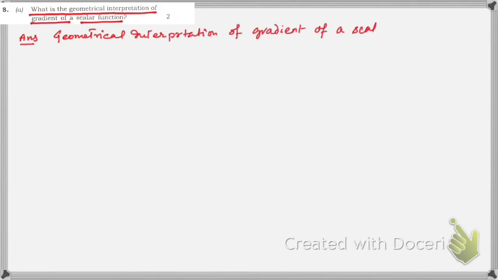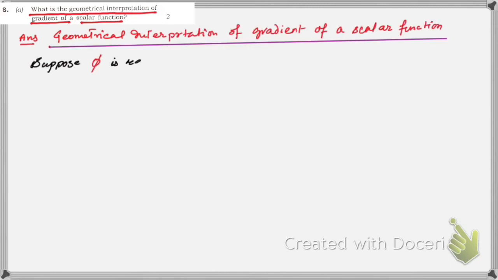So this is question number 8. Here, what is the geometrical interpretation of gradient of a scalar function? We need to write the geometrical meaning, the physical meaning of gradient of a scalar function. So let me write the answer here. Geometrical interpretation of gradient of a scalar function.